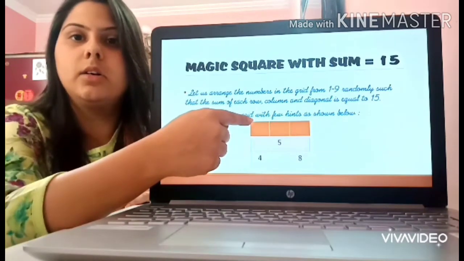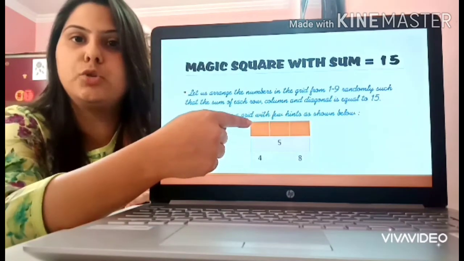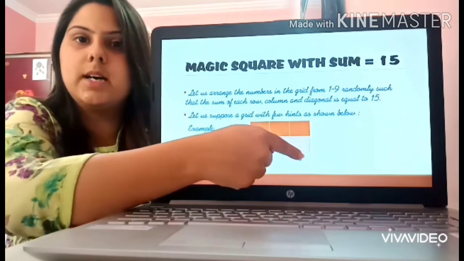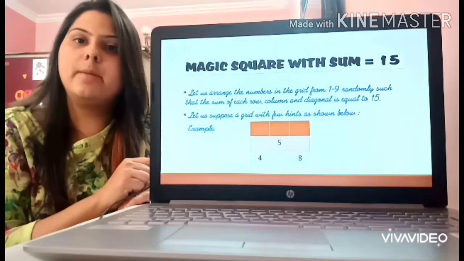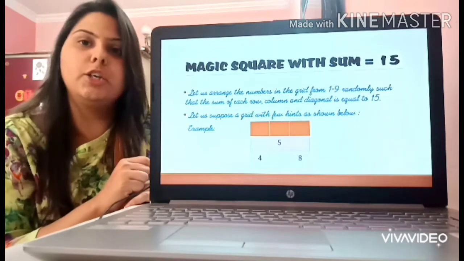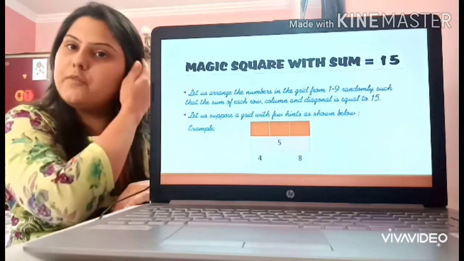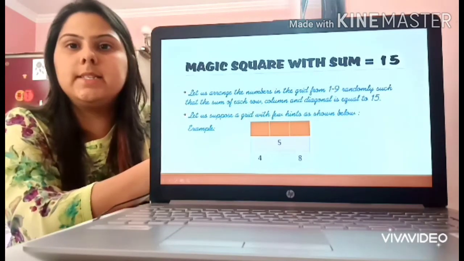Diagonals are the opposite vertices joined together. This is a diagonal. So when you add up all the numbers of the diagonal, it should also come out to be 15. Let us see how.